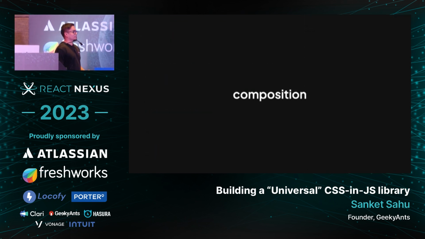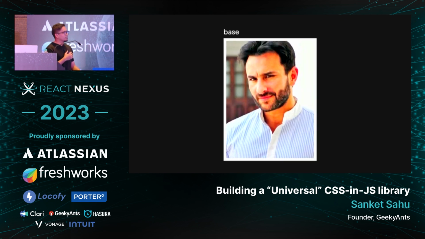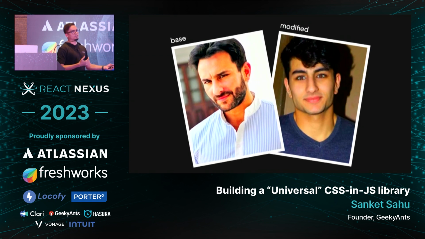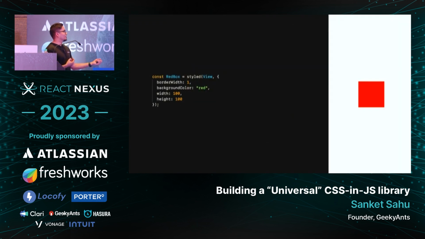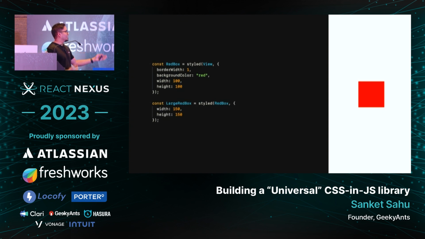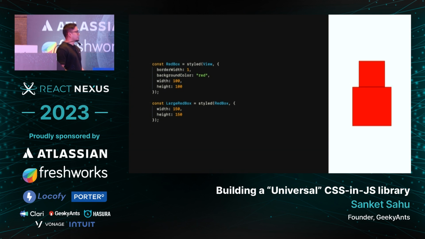So for example, composition. We want to build new components from existing components. So say this is the base component, and you want to create a new component like this with some modifications, right? So you can do that. So RedBox, and then we create a LargeRedBox. We pass in RedBox as the first parameter, and then update the width and height. And it looks like this.